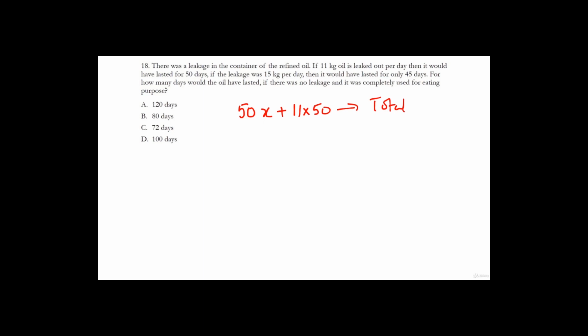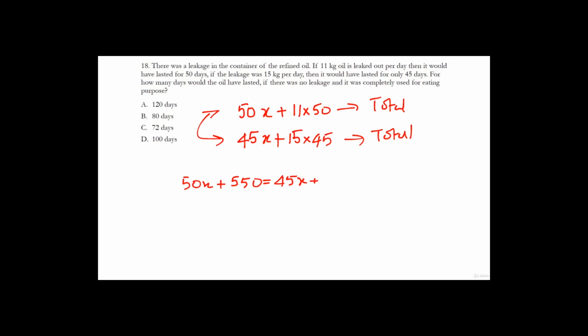Now in the second case, similarly, it is used for 45 days, and total quantity used will be 45x, and wasted quantity is 15 kilograms per day into 45. So this will also give the total quantity. So total quantity is constant in both the cases, which means we can equate these two equations. So 50x plus 550 is equal to 45x plus 675.